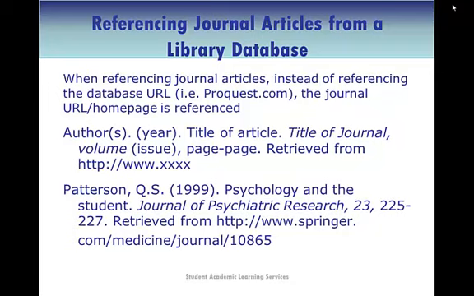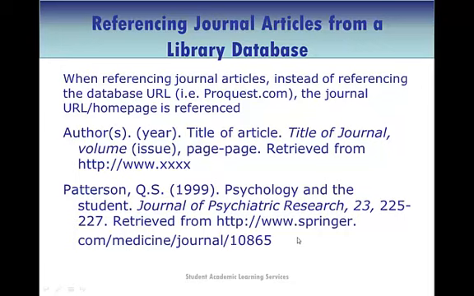One is that you're going to include the www for the journal homepage. So there's a certain format. Again, it's in your library guide. You're not expected to memorize it. There's a certain format. You're always going to start with the author and the year, the title of the article, title of the journal, and so on.